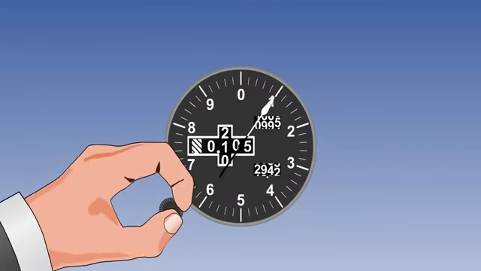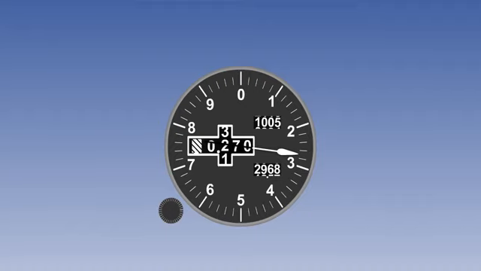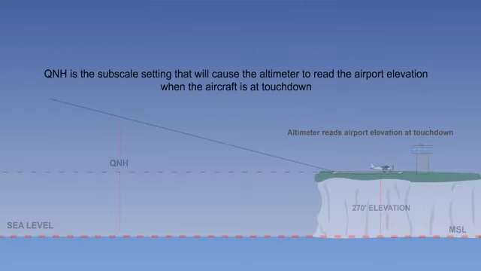QNH is the subscale setting that will cause the altimeter to read the airport elevation when the aircraft is at touchdown. Broadly, it gives a pilot his altitude above mean sea level, but this is not the correct definition because of the possibility of temperature errors. The definition to be used is always the one we have just given. Look at it now and remember it. QNH is the subscale setting that will cause the altimeter to read the airport elevation when the aircraft is at touchdown.